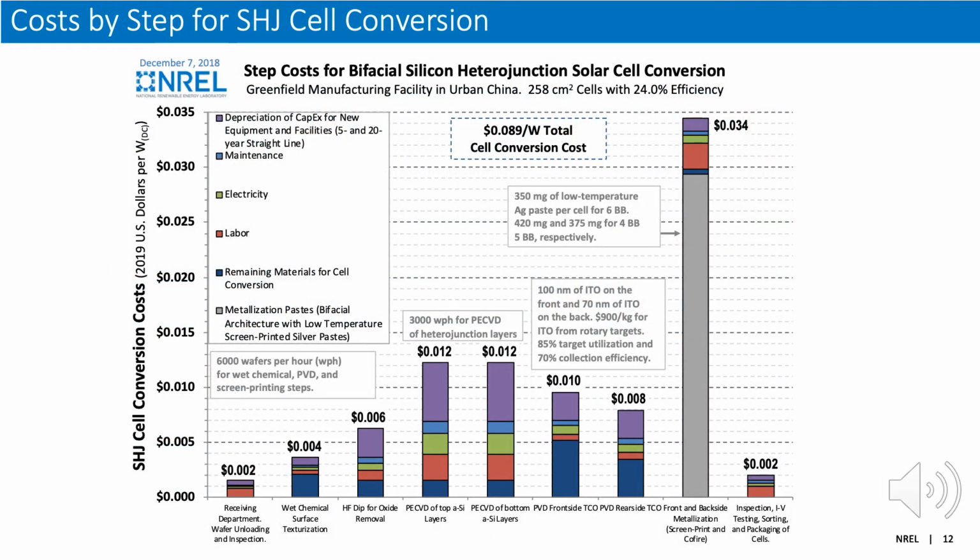So here are the cost-by-step results for the heterojunction, or SHJ, cell conversion process. Again, the metallization materials are a large fraction of the costs, and for SHJ production, they eclipse any other production step. I do want to note that our cost-by-step analysis shows only costs that are specific to the cell conversion process, so the wafer price is not shown in these figures, but I do want to highlight wafer pricing in the next slide.